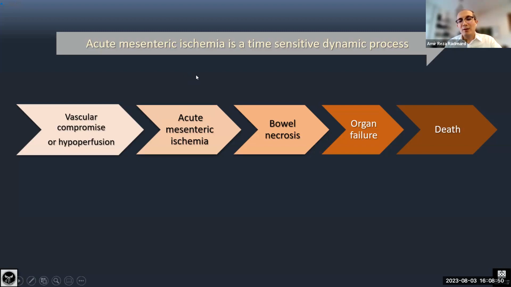When we are dealing with a patient with acute bowel ischemia, we should think that this is a time-sensitive dynamic process, starting from a vascular compromise or hypoperfusion, going to acute mesenteric ischemia. If the etiologic factor persists, it goes to bowel necrosis, and eventually we will have organ failure and death. But please keep that in mind.